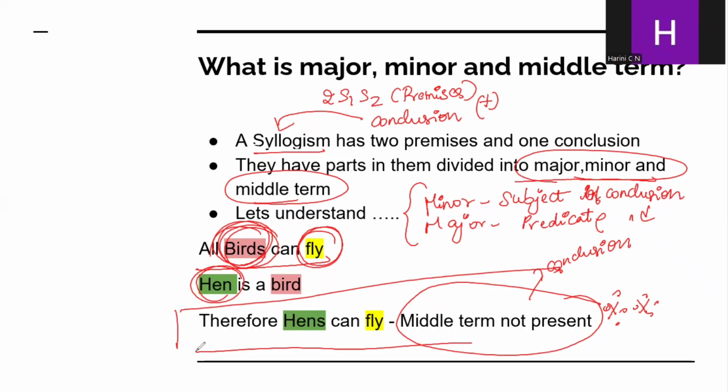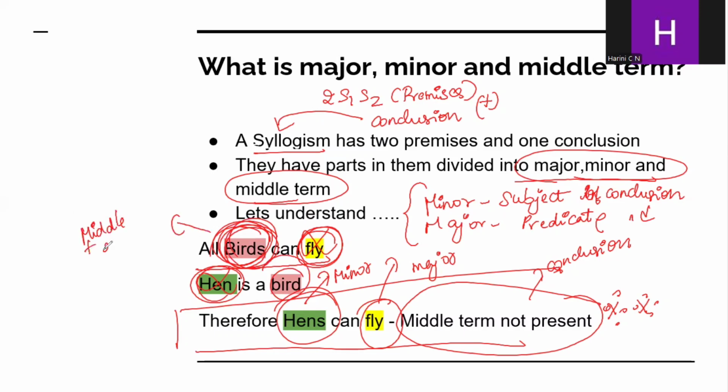In the conclusion, the middle term will not be present. What is the subject and what is the predicate here? Subject is hen and predicate is fly. Am I right? So here the minor term is the subject. So hen is the minor term and the major term is fly. So now you know the major and the minor term. Removing fly and hen, what is left over? Birds. So birds here are the middle term.